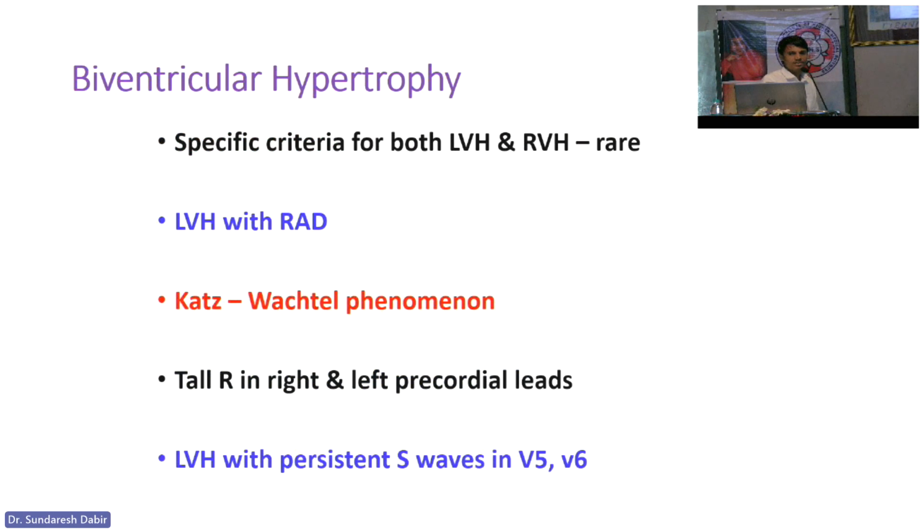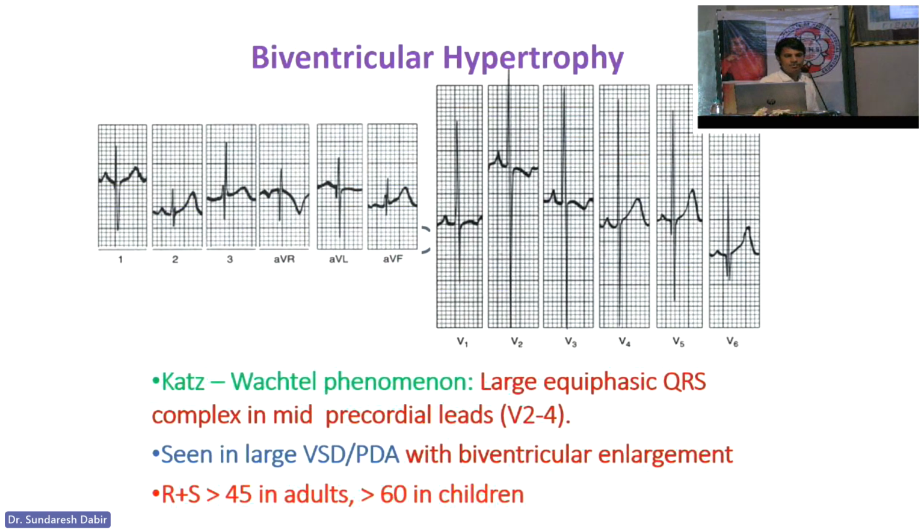Biventricular hypertrophy has specific criteria for both LVH and RVH. LVH with RAD, or the Katz-Wachtel phenomenon, is seen in biventricular hypertrophy, with tall R in the right and left precordial leads, and LVH with persistent S in V5 and V6. This is an example of the Katz-Wachtel phenomenon, with large isoelectric QRS complexes in the mid precordial leads. R plus S in V2 or V3 more than 45 in adults, or more than 60 in children, is suggestive of biventricular hypertrophy. Sorry, these are mostly seen in PDA patients.